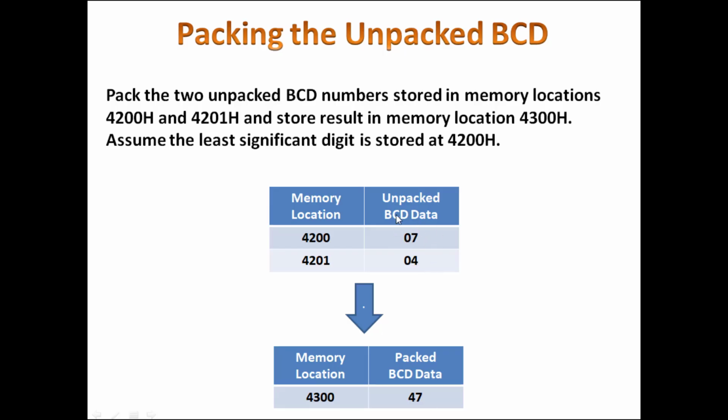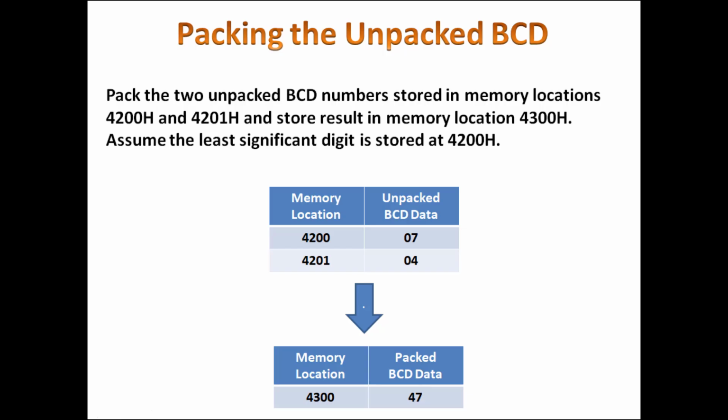What we have to do is pack this number. So this 07 and 04, when they are packed together, we have 47. Here it is given that the least significant digit is at 4200. So 7 is the least significant digit and 4 is the most significant digit. So this is what we have to perform. 0704 is the unpacked BCD, and it must be converted to 47. This is the packed BCD data.